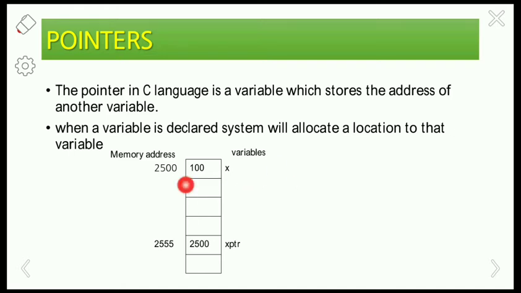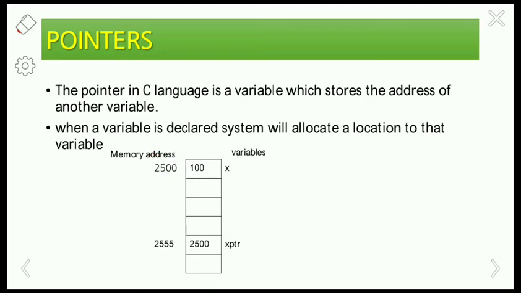Suppose I am taking a variable x with the value 100. The variable x has a value 100, and it will be stored in the memory. Pointer is also one kind of variable that stores the address of another variable. Here I am taking a normal variable x whose value is 100, and I am storing the value in memory at the address 2500.